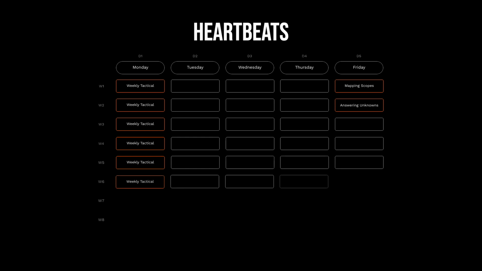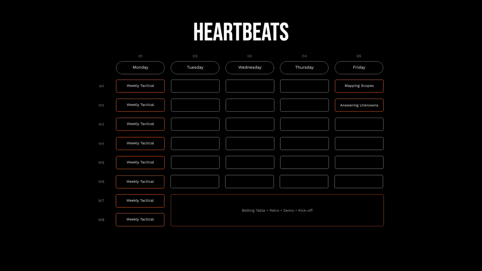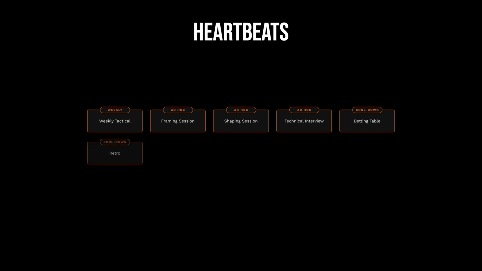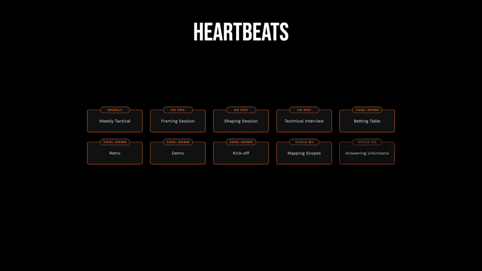In weeks 7 and 8, we're out of feature work and focus on the betting table, retro, demo, and kickoff for the next cycle while we work on fixes and improvements. Each week, we have the weekly tactical. As needed, we have framing and shaping sessions and technical interviews. During the cooldown, we have the betting table, retro, demo, and kickoff. In week 1 of the cycle, we map scopes, and in week 2, we answer unknowns.